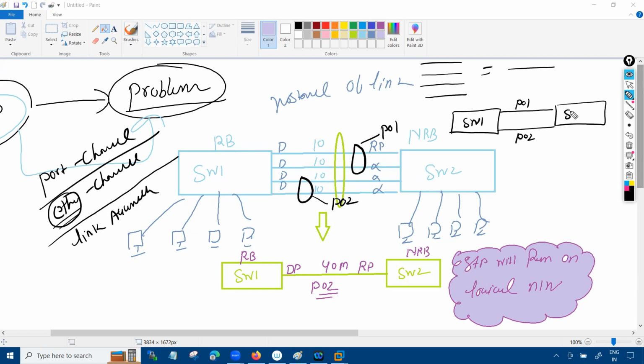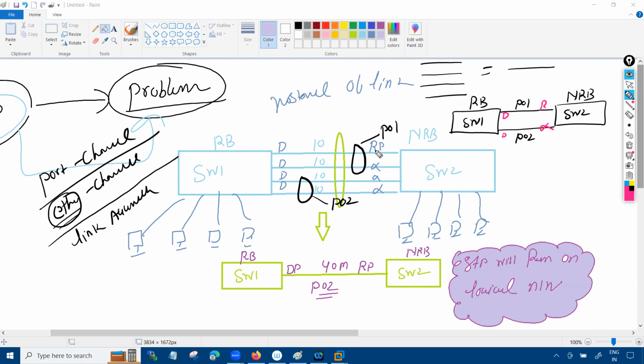Switch one and switch two, which one is the root bridge and which is the other one? In this case, this guy will be the DP, this guy will be the DP. One port will be RP, and another port goes into the block mode. So your design should be accurate. If your network design is bad, then you will face issues in your network.